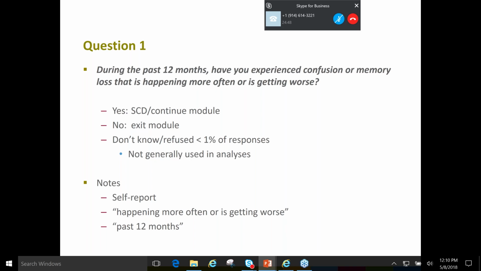Some notes to think about when you're analyzing this. Remember, this is a self-report. This is a person self-reporting that they have experienced confusion or memory loss that's happening more often or is getting worse. Also, because it says happening more often and getting worse, if someone is already at a level of confusion or memory loss that they consider bad, they might not report this, because if there had been no decline in the previous year, they might not consider that a yes response for this question. As well, if they had decline, but the decline was prior to the past 12 months, that might also not be reported. Next question, next slide, please.